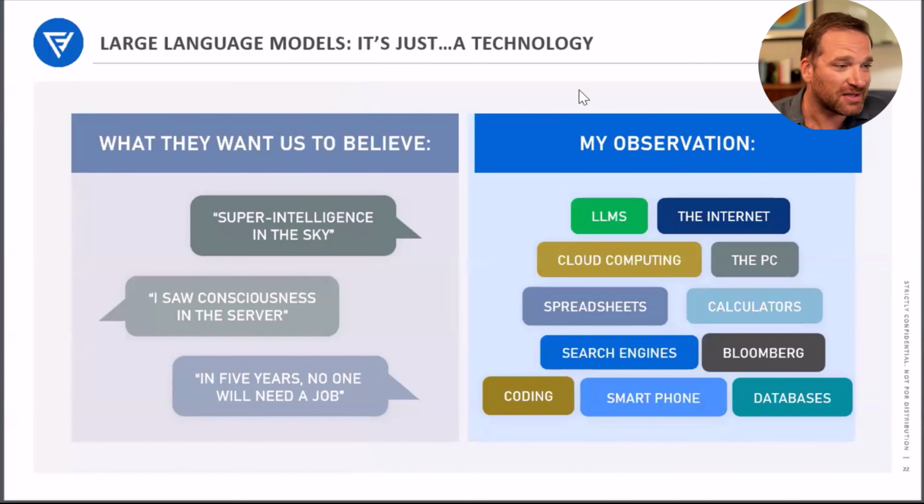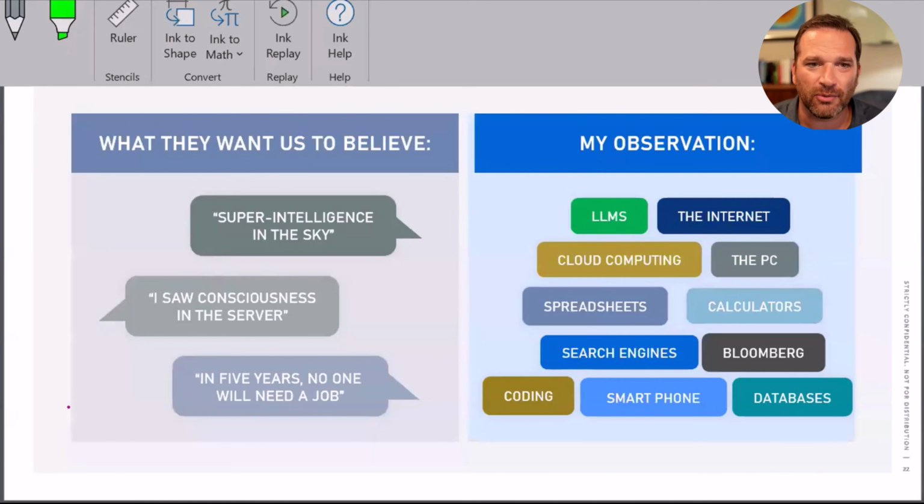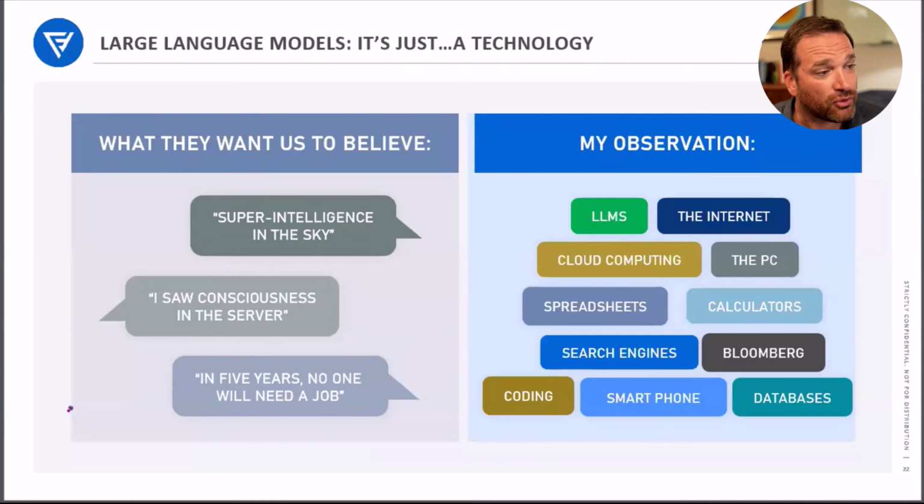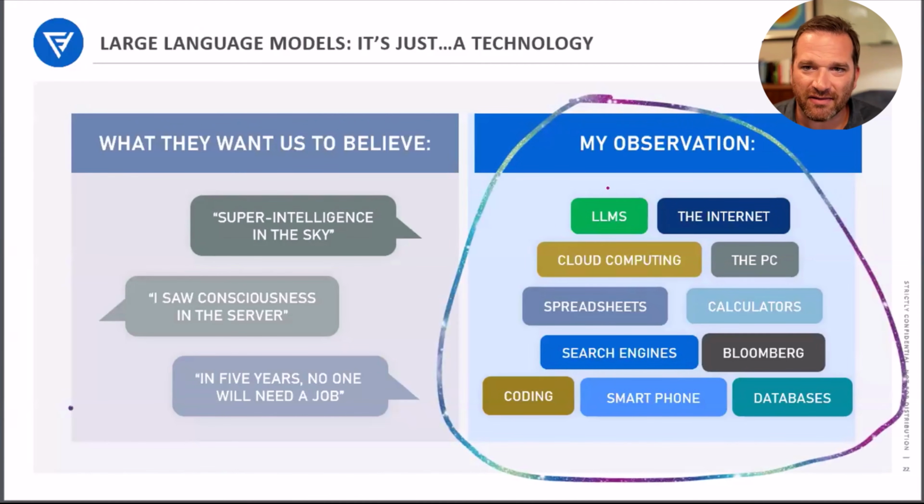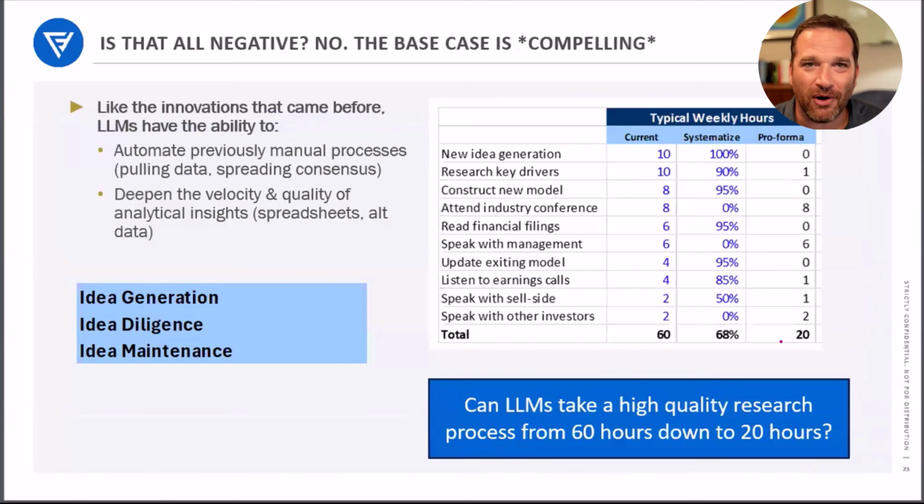My argument is they want us to believe it's super intelligence in the sky, consciousness in the server, and in 5 years you won't need a job. As I've integrated these tools, my observation is LLMs sit together with the internet and cloud computing and PC and spreadsheets and search engines as another great innovation in the way we do our work. And that's great. Right? I don't know. I'm open to being wrong in that statement. Is that all negative? Obviously, no.